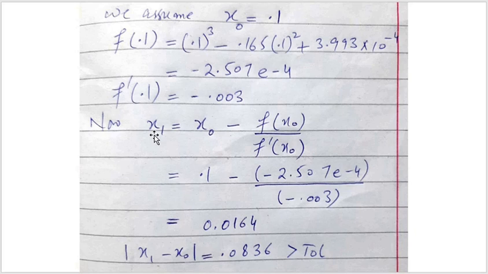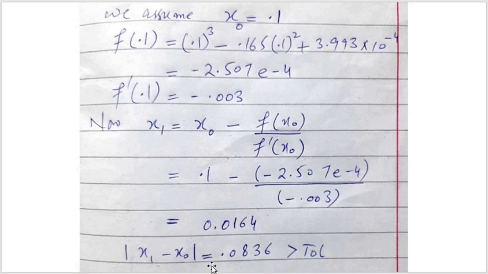Now use the formula to find out the first value. So students, what is the first approximation? So x1 is equal to x naught minus f of x naught over f prime of x naught. So this is your formula. So students, now just substitute the values here: 0.1 minus this value divided by this value, and your answer is 0.0164.